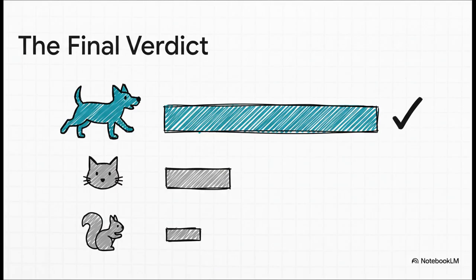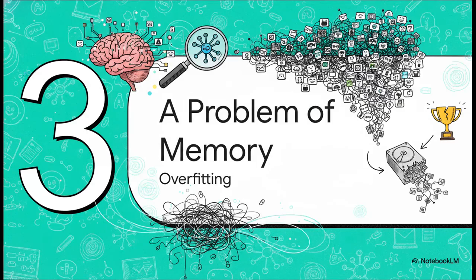But the final verdict isn't just a simple yes or no. What the network actually gives us is a list of probabilities for everything it knows how to recognize. So instead of just spitting out the word dog, it'll say something like, okay, I'm 85% sure this is a dog, but there's a 10% chance it's a cat and maybe a 5% chance it's a squirrel. Whatever gets the highest score, that's its final guess.